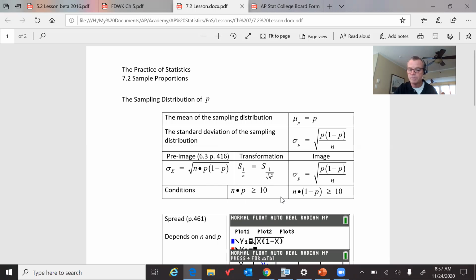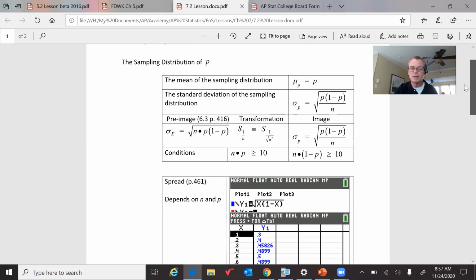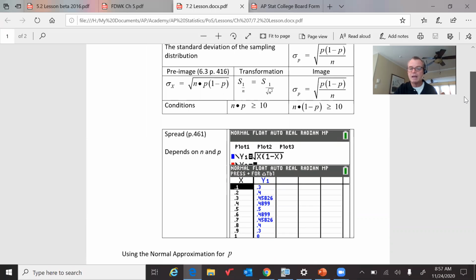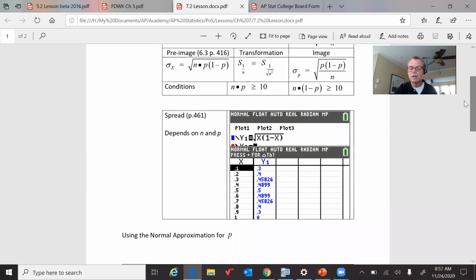Okay, and then there's the conditions. So they talked about this. The spread depends upon n and the proportion. And if you don't know, the safest value to put in there, if I'm multiplying by this, in this case n is 1. We have 1 times x times 1 take away x. So if we don't know p, we don't know what the proportion is, in order to have the safest margin of error for the spread, we would use 0.5. And you see here 0.5 gives you the highest output under these circumstances.